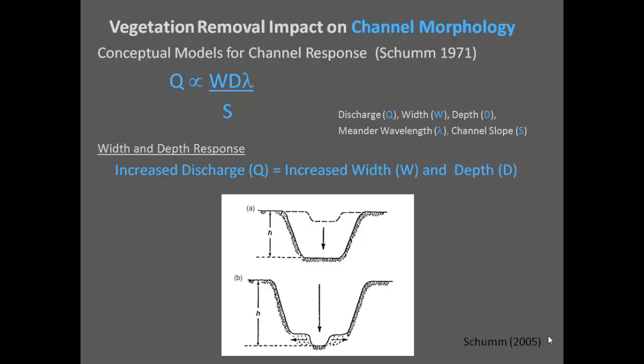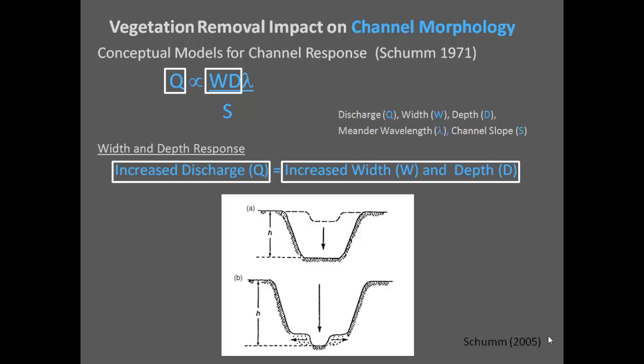Conceptual models are used to show the relationships between factors and how they might change with respect to one another. This model is saying that discharge is directly proportional to width and depth, since they're all on top in this relationship. That means that an increase in discharge is likely to result in an increase in channel width and depth.